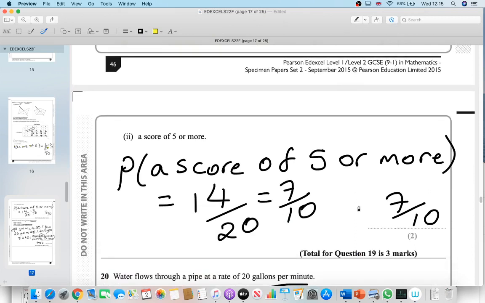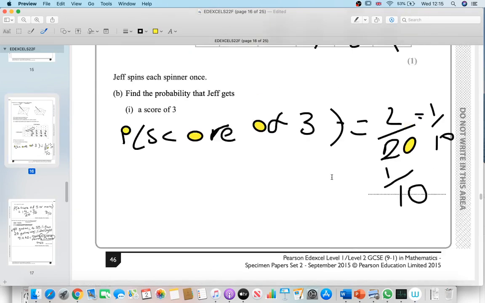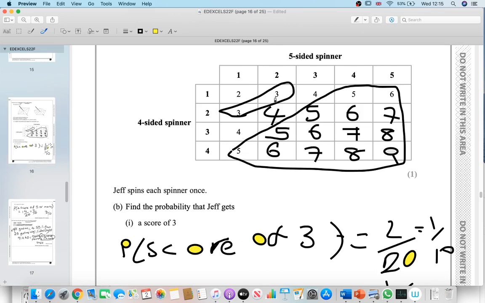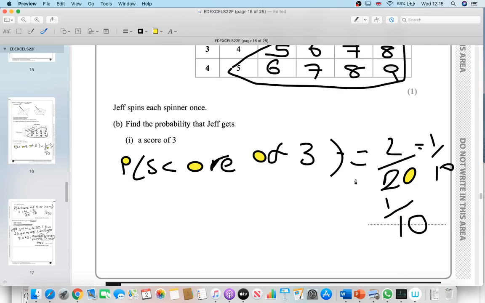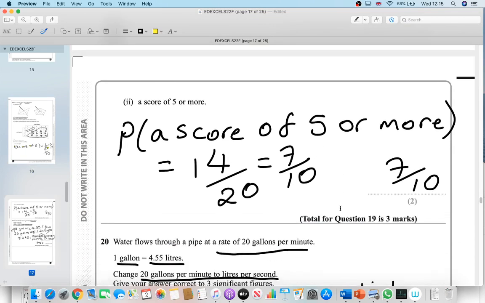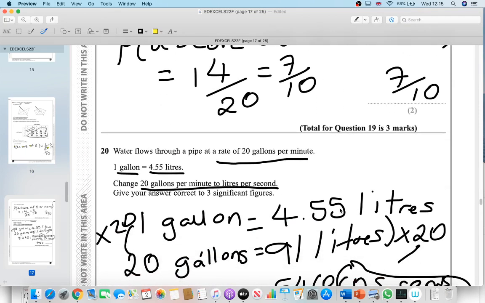Right, guys, a score of 5 or more. 5 or more means that we're going to be looking at this region here, so all of this region here. If I look here, I've got 1, 2, 3, 4, 5, 6. So the answer here will just be 14 out of 20, which is equal to 7 over 10.